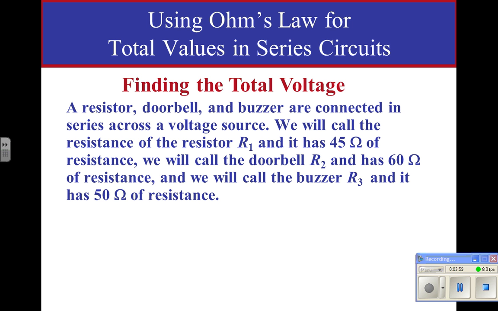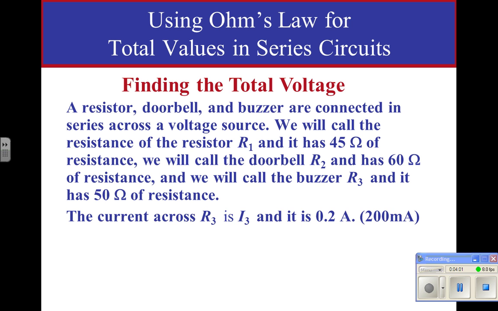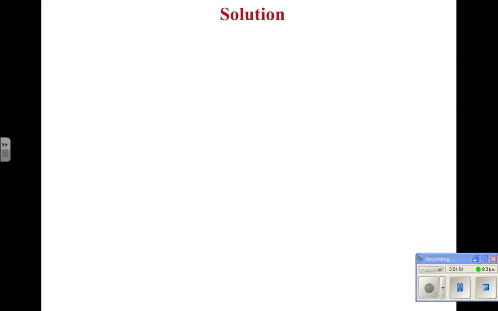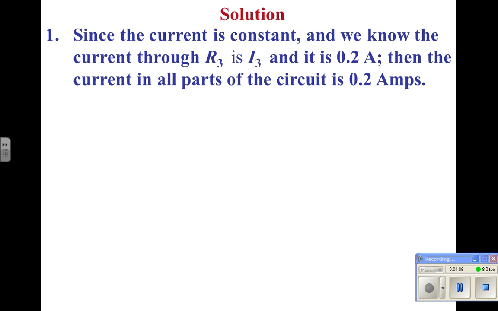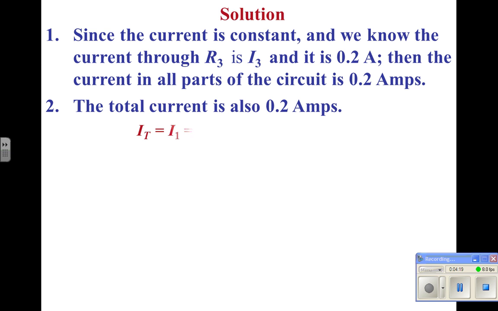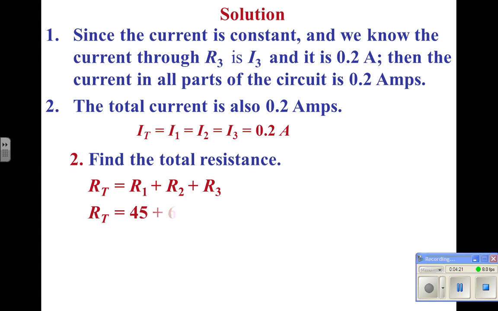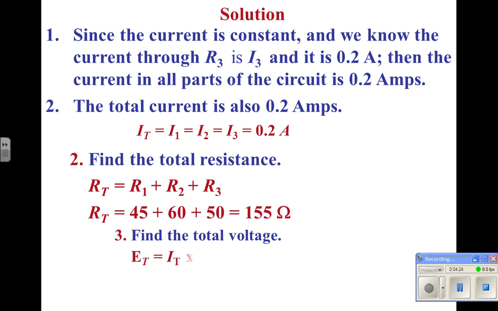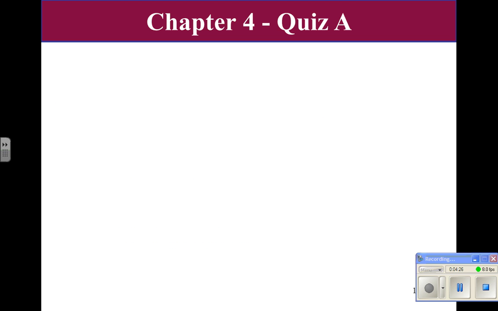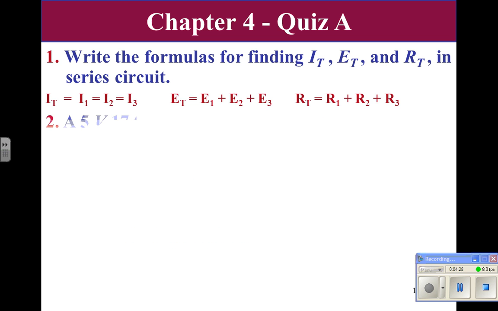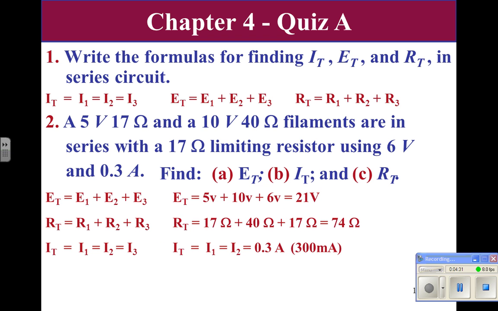Okay. Finding total voltage. We can find the voltage drops across each part and just add them up, which is what we're going to do right here. Since the current's constant, and I3 is 0.2 of an amp, then the current in all parts of the circuit is 0.2 of an amp. Okay. I'm thinking this may be the end of this slideshow from the manufacturer, which is just fine.